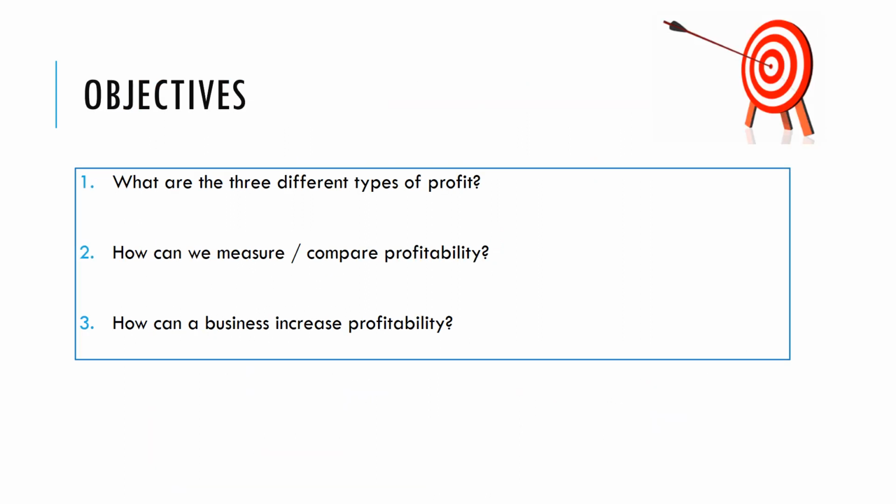Okay, so we looked at the three different types of profit: gross, operating, and profit for the year. We've looked at how we can measure profitability and why it's useful, so we can compare businesses. And then lastly, we looked at the three approaches a business might consider to try and increase their profitability, but potentially some of the drawbacks to those approaches as well.